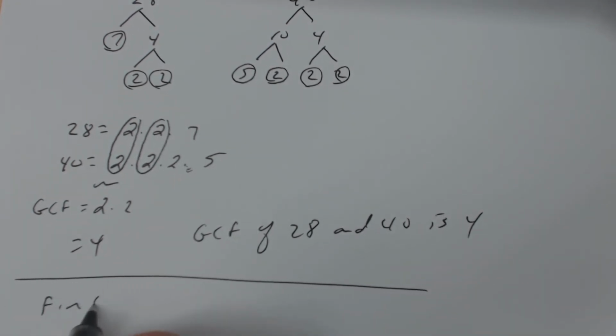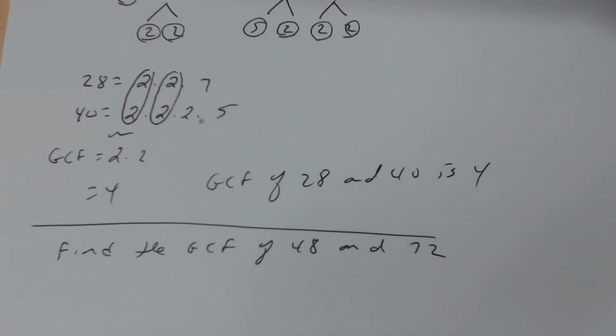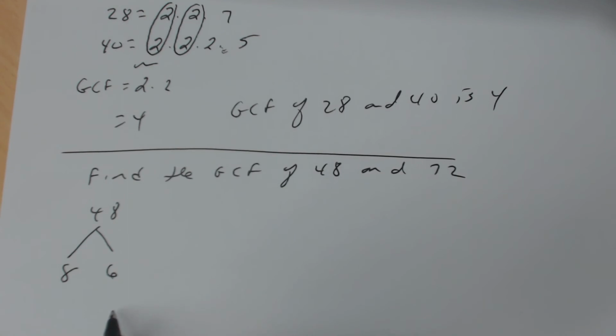Let's find the GCF of 48 and 72. So we're going to use a factor tree again. 48 is 8 times 6. You could have chosen any two numbers. It does not matter. You could have said 24 times 2 if you wanted to. Does not matter.